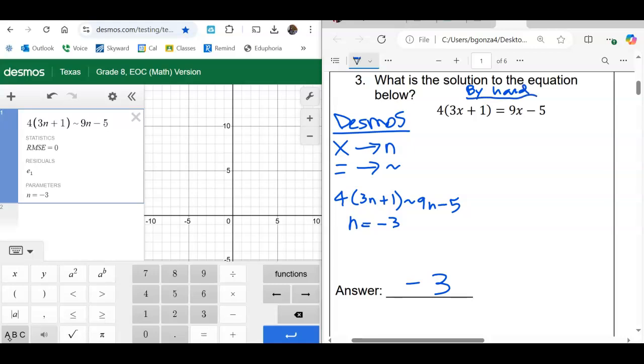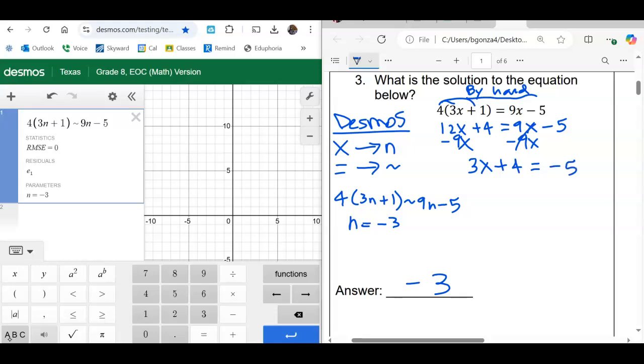Once again, parentheses, you want to distribute. So 4 times 3x is 12x. 4 times 1 is 4. Equals 9x minus 5. And then you have x on both sides of the equation, so we can get rid of the smaller x. The smaller x is 9x, so it's positive. We're going to subtract 9x. Subtract 9x. 12 minus 9 is 3x. Bring down plus 4 equals.